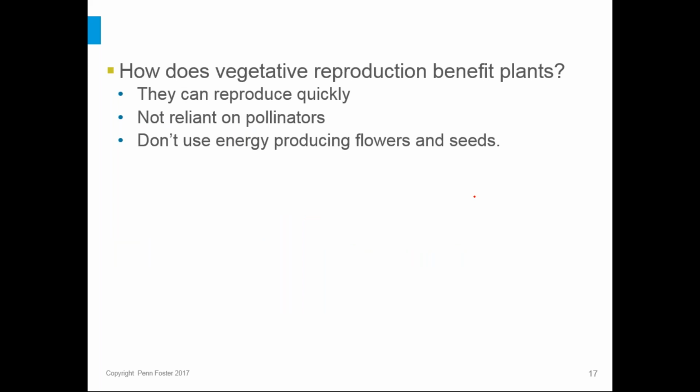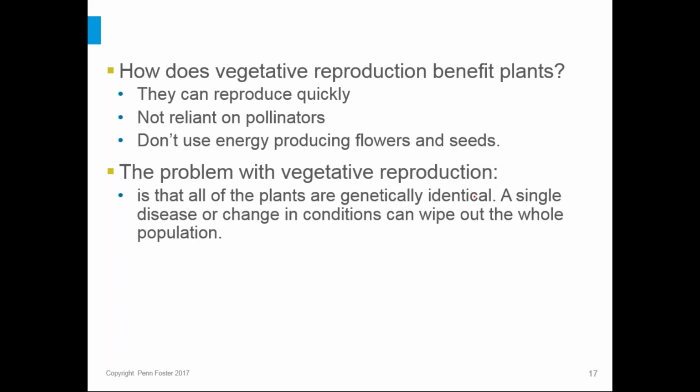The reason some plants use vegetative propagation is so they can reproduce quickly, they don't have to rely on pollinators, and they don't have to use the energy of producing flowers and seeds. But there is a problem with vegetative propagation, both naturally occurring vegetative propagation and the artificial version. That problem is that all the plants are genetically identical. And that means there's no variety in them. None are stronger or weaker than others. None have special traits that might be helpful. So a single disease or single change in conditions can wipe out the whole population of that plant.